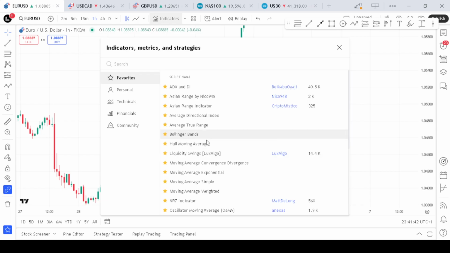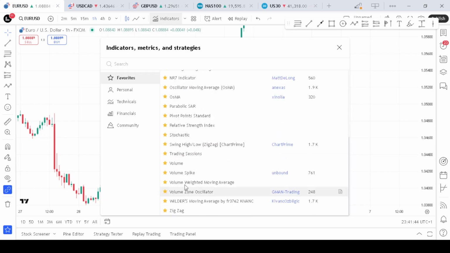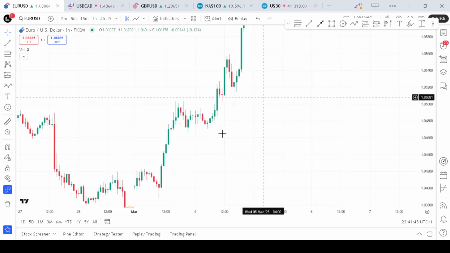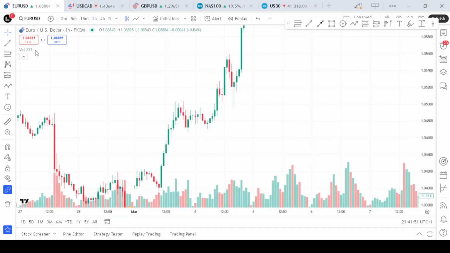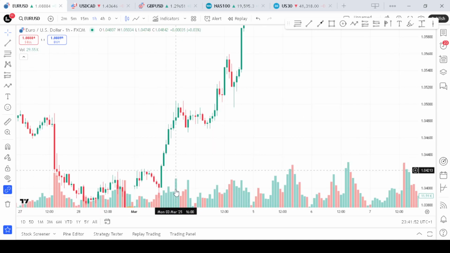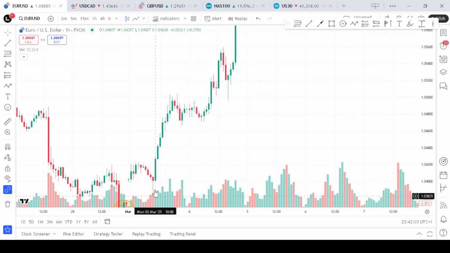The next thing we need to do is to check our volume. So adding my volume indicator simplifies it. It helps me to know that volume buyers are really coming in. The volatility of the market is really increasing, and as you can see, there's an increase in the volume bar at this area where we saw our hammer.